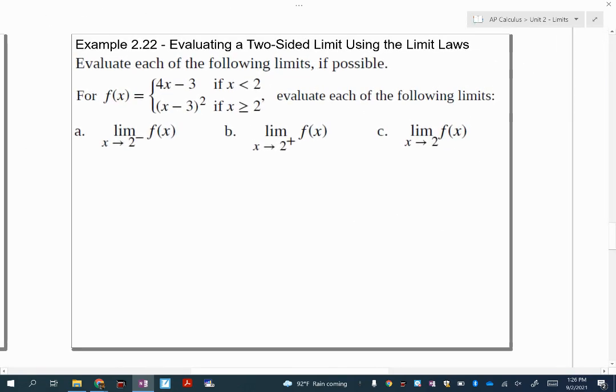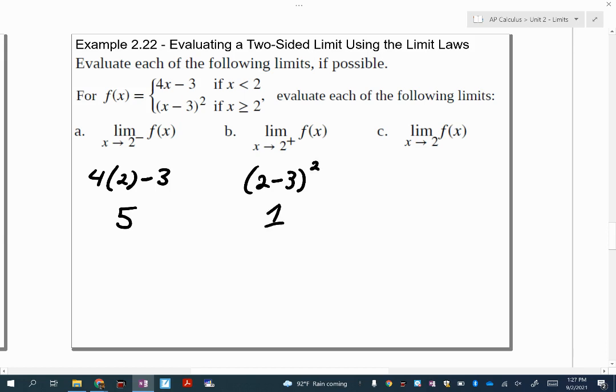Okay, let's look at this one. It's a piecewise function. We've done this a little bit with a table. Now we're going to do it using our limit laws. If we're approaching 2 from the left, then we're going to be using this first piece because we have values that are less than 2. So I'm going to plug 2 into the first piece. 4 times 2 minus 3 is 8 minus 3, or 5. And then for part B, you're approaching 2 from the right, so that's values greater than or equal to 2. I'm going to plug 2 into the second piece. 2 minus 3 is negative 1. Negative 1 squared is 1.